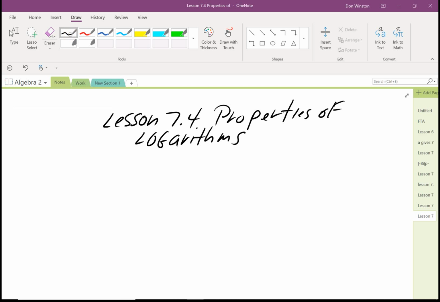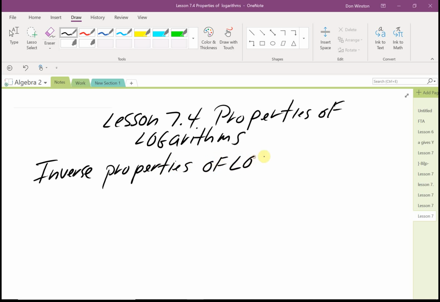Okay, we're going to look at the last property of logarithms and then the change of base formula. The last property of logarithms is called the inverse property. So the inverse properties of logs, I'll just abbreviate logarithms as logs, and exponents. And you'll find this property on page 514.